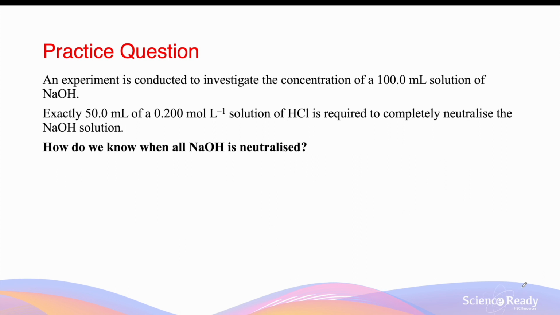The reason why I've gone through this example before we go through titration is because I want to emphasize the importance and the reason why we conduct titration experiments. In this particular example, we've been told that exactly 50 mL of the acid solution is required for complete neutralization. But how do we know that all of the sodium hydroxide has been neutralized?